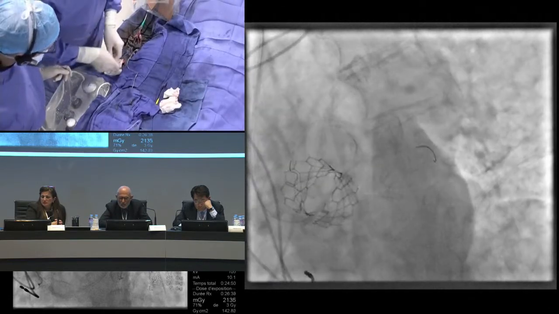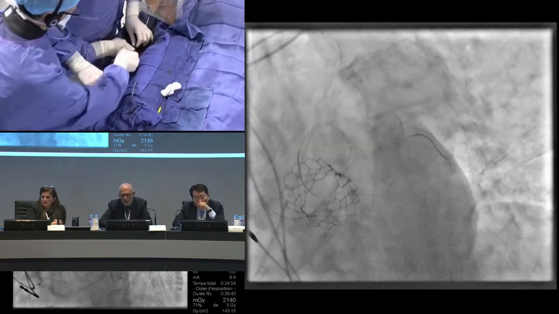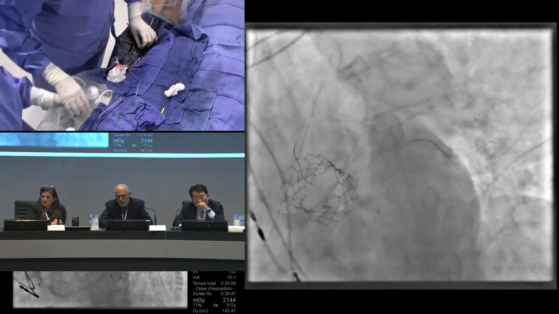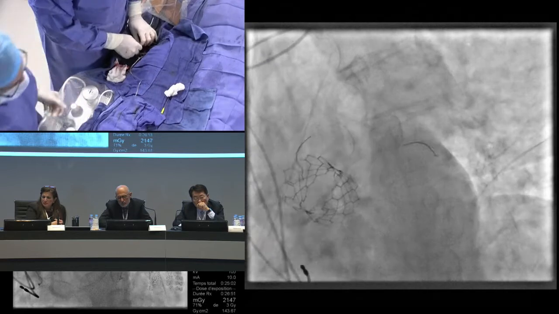We'll take a view. And of course, we have to remove the wire again, the wire of the OM branch. Right. We can gel it. We can gel, but we cannot use high pressure, because of the decay, the double kissing. We can gel the balloon.